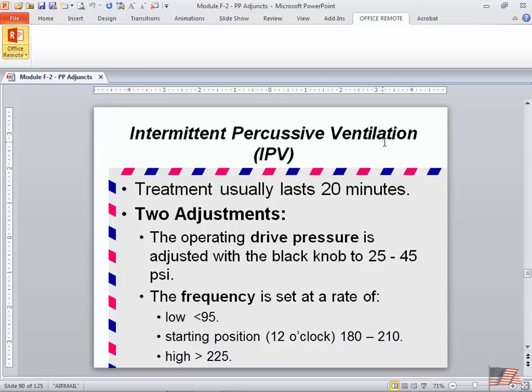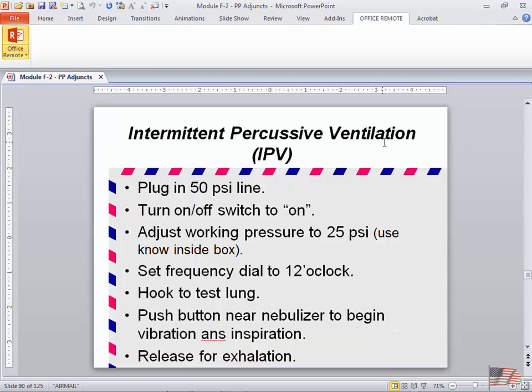Again, there's only those two settings, driving pressure, which is tied to the mean airway pressure. For right now, don't worry so much about that, but it's basically what pressure we are going to be oscillating around, and then the degree to which we're causing these oscillations. Is it just a slow oscillation or is it rapid? So we go ahead and plug it in, as the video showed, turn it on, adjust the working pressure to wherever you want it to be. 25 is a good spot. Put the frequency dial to 12 o'clock as he showed. Put on a test lung and begin vibration.